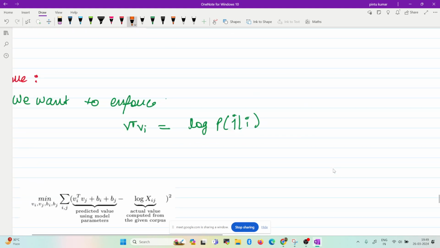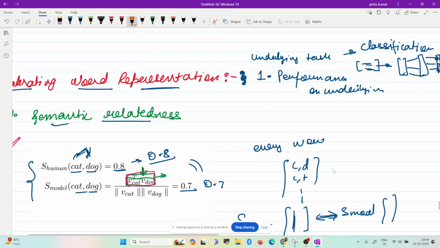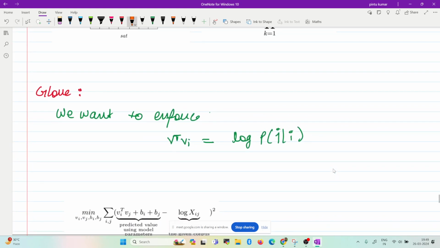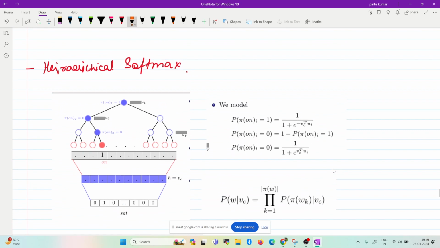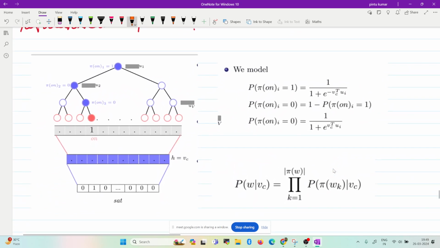Okay, so I'll come to hierarchical softmax. I'm not sure if I will be able to do GloVe today. Okay, I'll at least do hierarchical softmax. Okay. So now again, here also the idea is simple. We just want to replace the softmax based loss that we had with some other kind of loss.